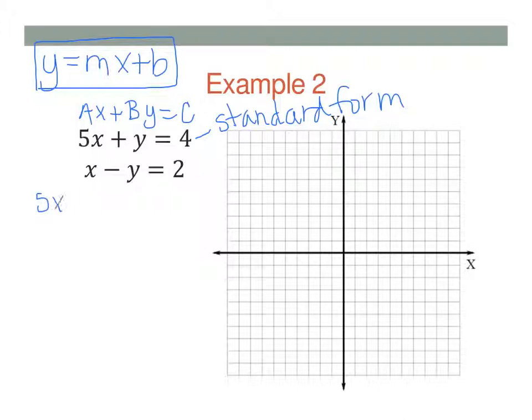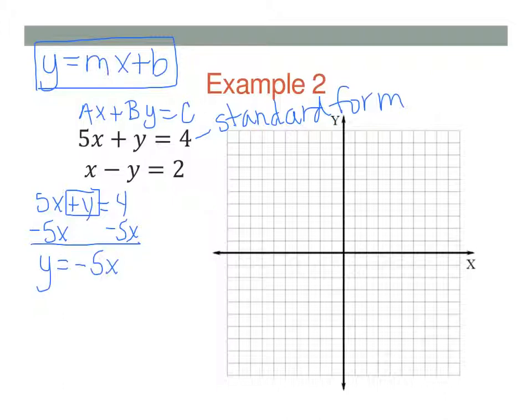So if I take our first equation, 5x plus y equals 4, and I start solving for y, in order to get y by itself, I'm going to have to subtract 5x from both sides. When I do that, I end up with y equals negative 5x plus 4. Remember, we cannot add the 4 and the negative 5x because those are not like terms. So now we have an equation in slope-intercept form.